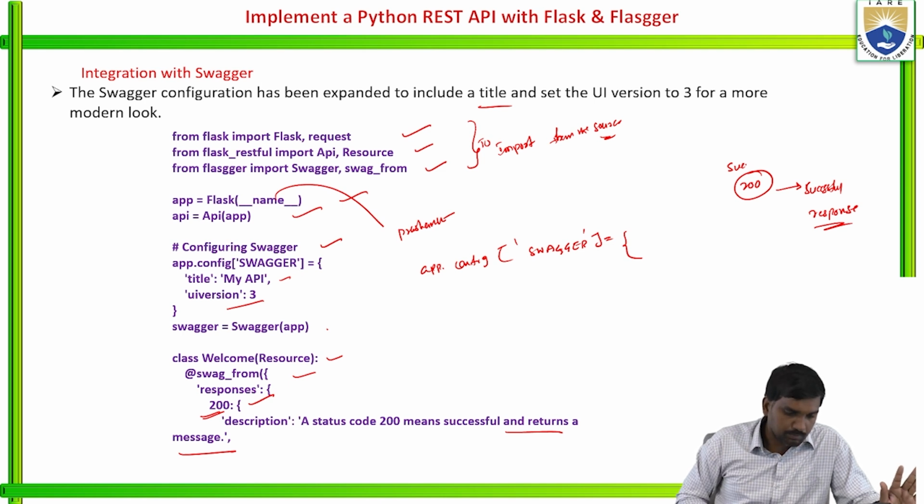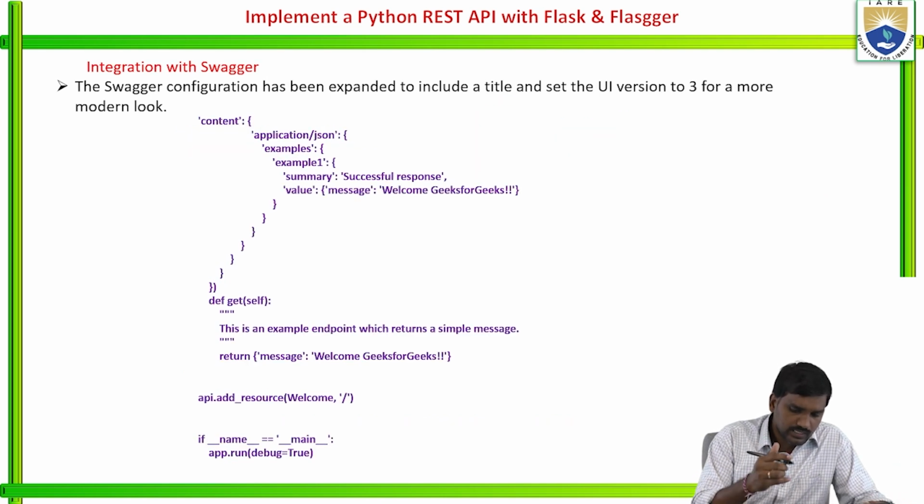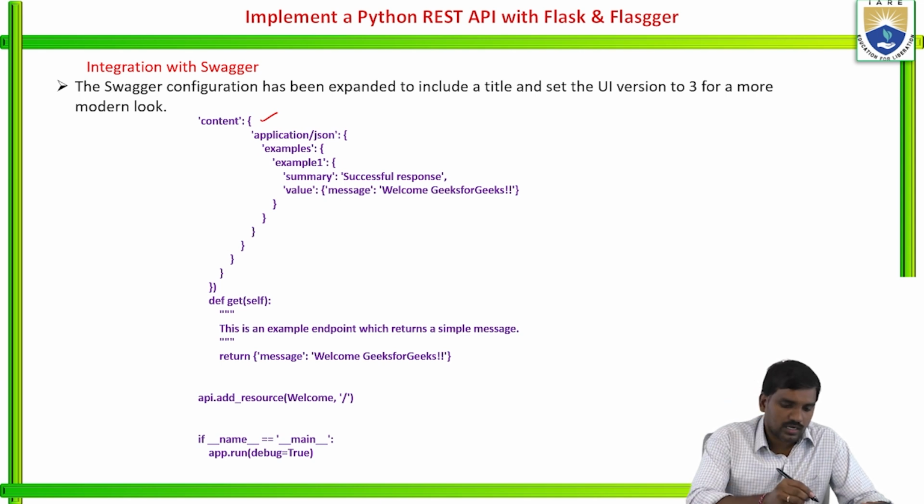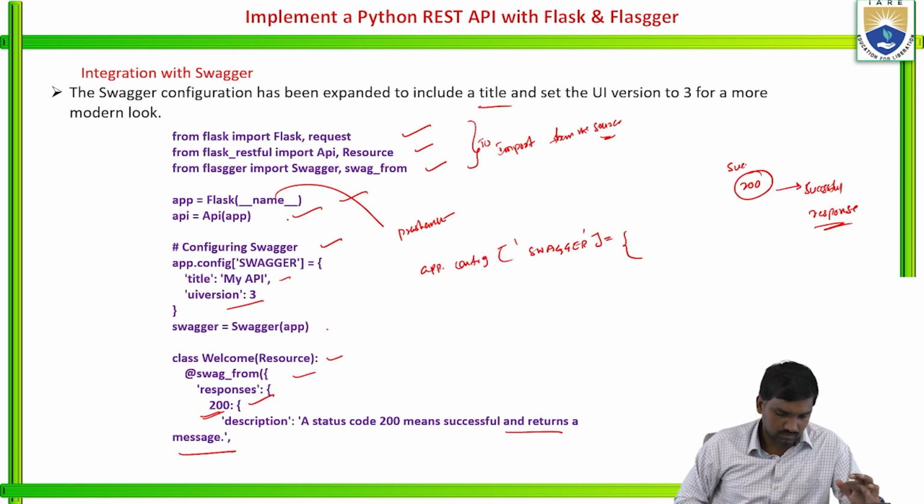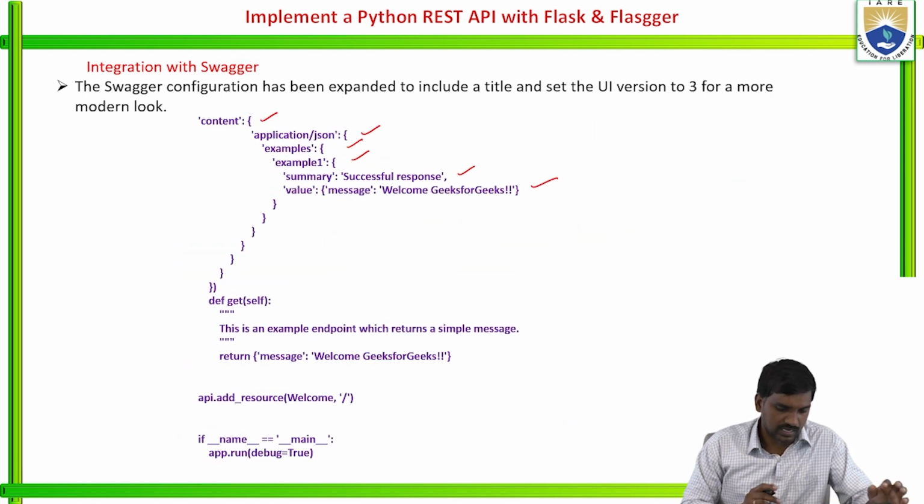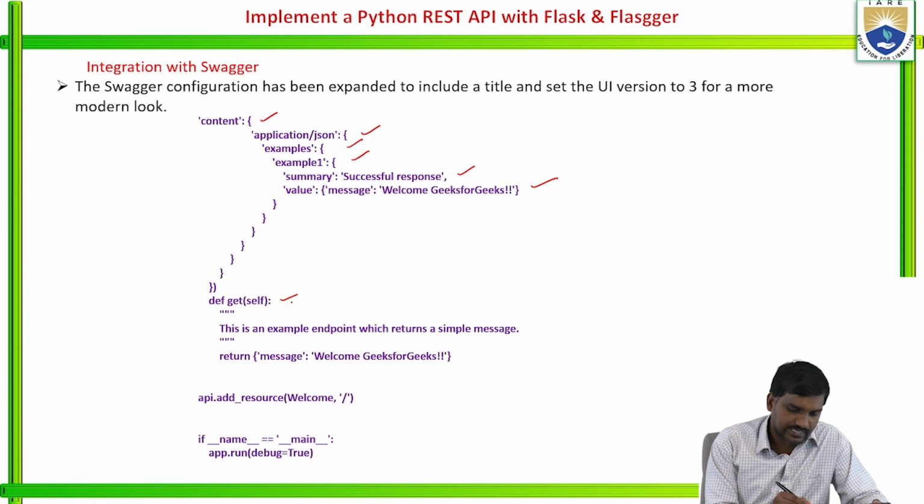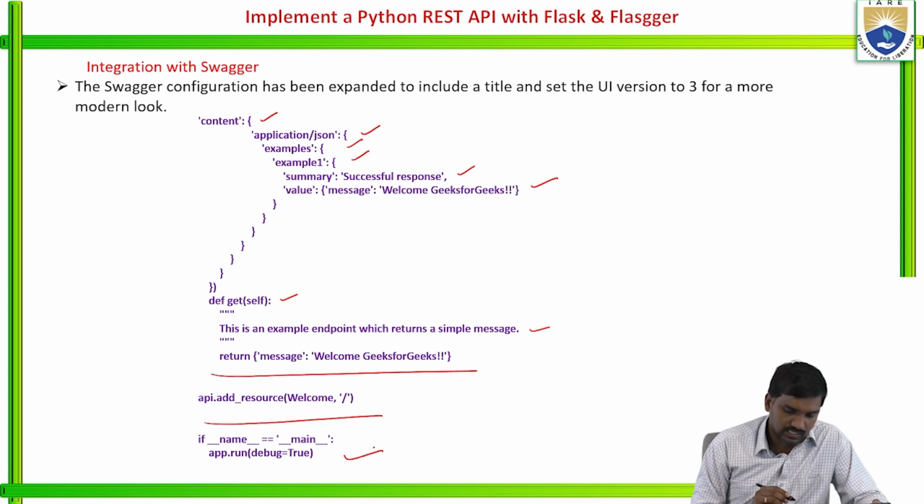So this is some part of the program. After that, you can define the content. What content? It includes application/json, example 1, summary of successful response, welcome to the some point. Then you close the brackets here. Definition of get itself: this is an example endpoint which returns a simple message, return message welcome. So this is the name.